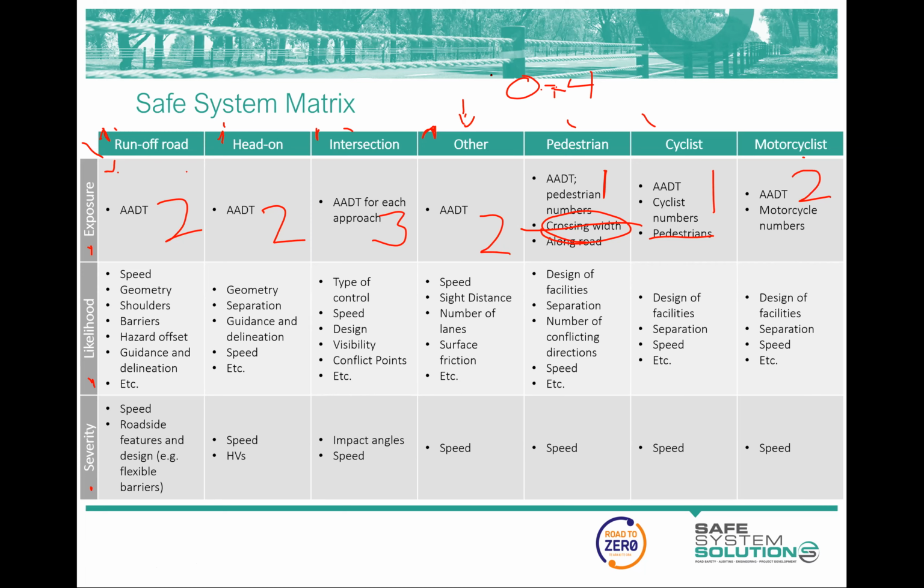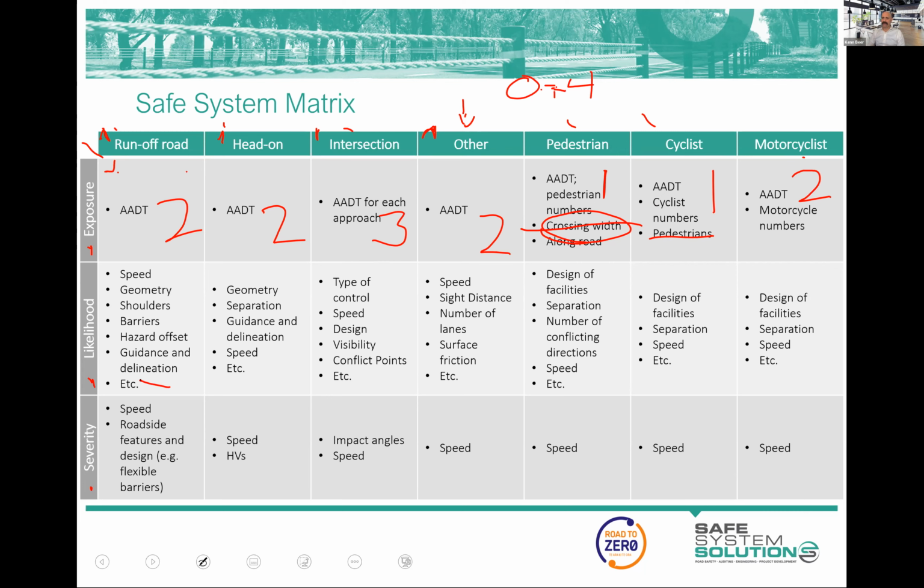Right. The next one we want to look at is likelihood. Now you can see some of the factors in there influencing likelihood: speed, geometry, shoulders, barriers, offsets, guidance and delineation, etc. And etc. is important because there's lots and lots of other things that could be influencing the likelihood of run-off road crashes in this case.